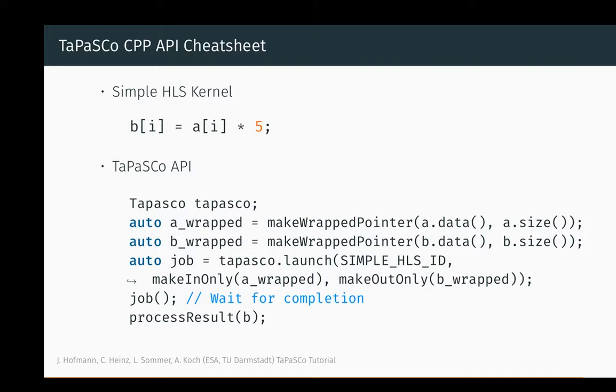Then we say we want to only copy in A, so we wrap it in this make in only, and we only want to copy out B, because in B there's no real data before we start the execution of our core, so we only care about the result, so we make it make out only. This is going to give us a future in C++ notation, and to wait for the future to complete, we just call it like a function. So if you want to wait for the future in C++, take the name and execute it as a function, so to say. And this is all you need to do to run your HLS kernel that is computing that in hardware.